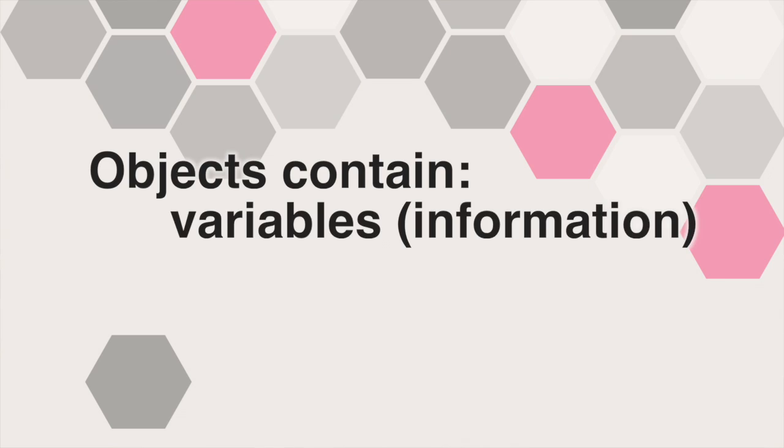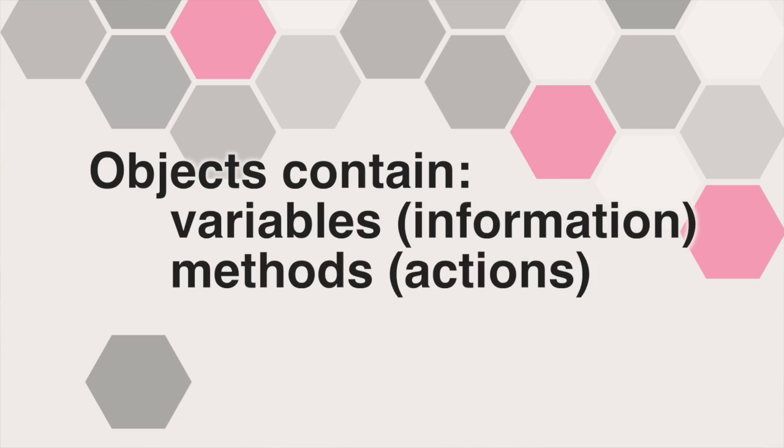Objects hold both the information and some methods, which are actions. There are a few methods that every object has to have, but they don't have to have any additional methods. They may just be a collection of some information.